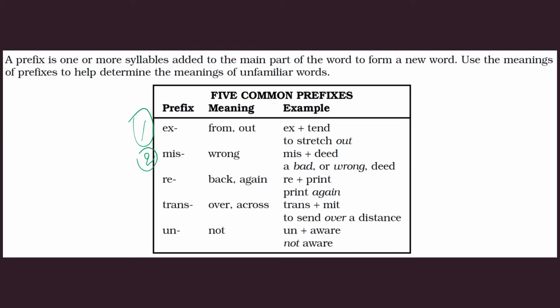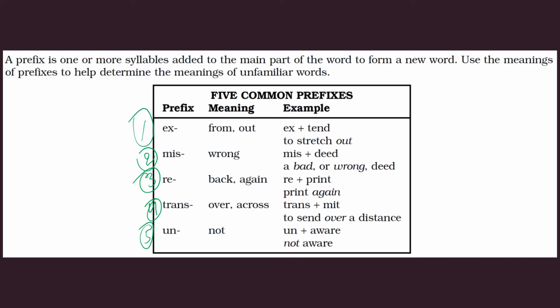Number 2, mis means wrong. For example, misdeed. Misdeed means a bad or wrong deed. Number 3, re means back or again. For example, reprint, print again. Number 4, trans, meaning over or across. For example, transmit, meaning to send over a distance. And finally, number 5, un, meaning not. Unaware means not aware.